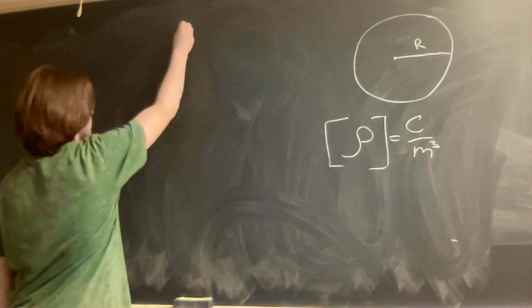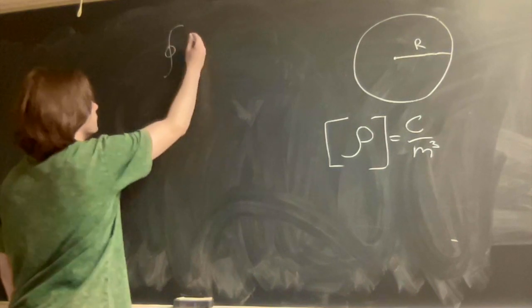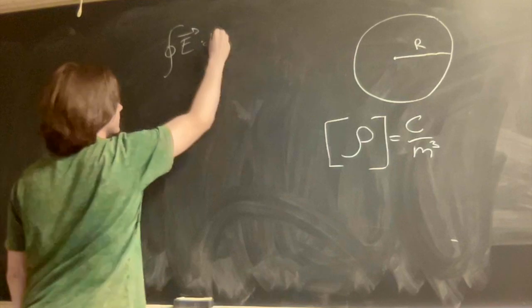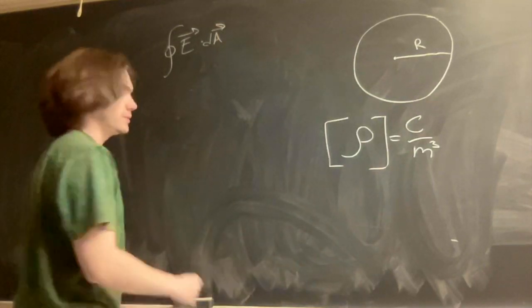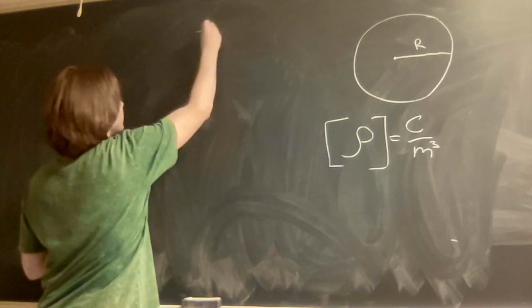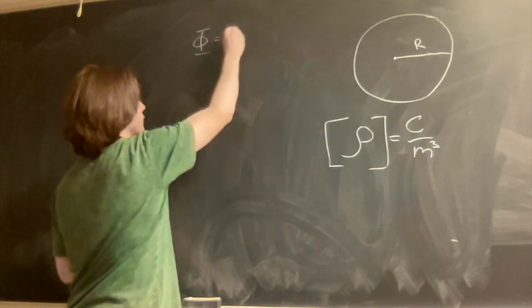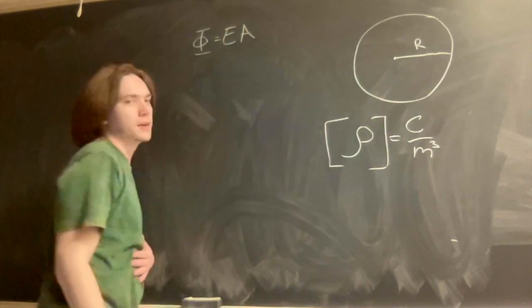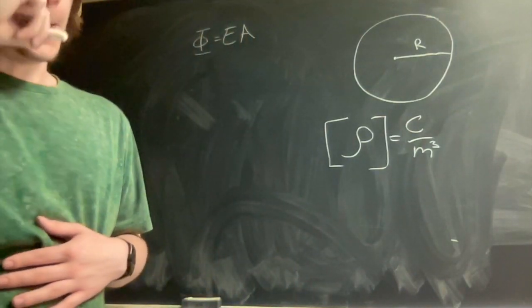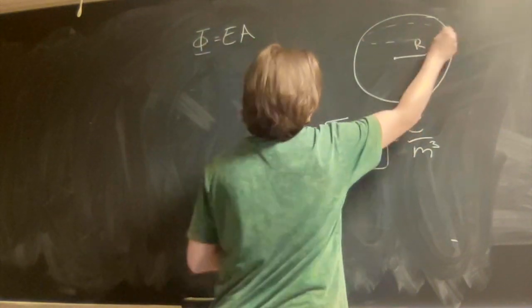Gauss's law, if you want to be super technical, is the surface integral of E dot dA. But for this, all we need to know is the flux equals the electric field times the area of the Gaussian surface that we're going to use. And since this is a sphere, you're going to use a spherical Gaussian surface.